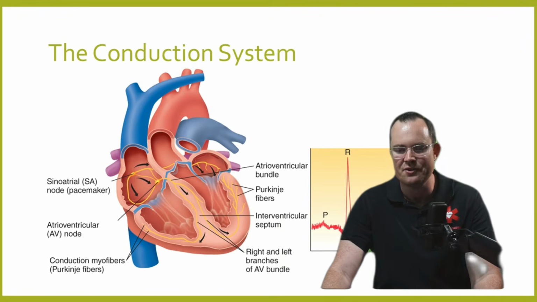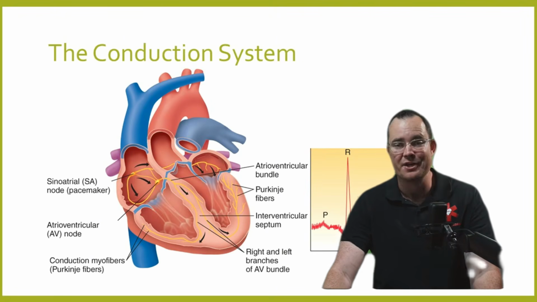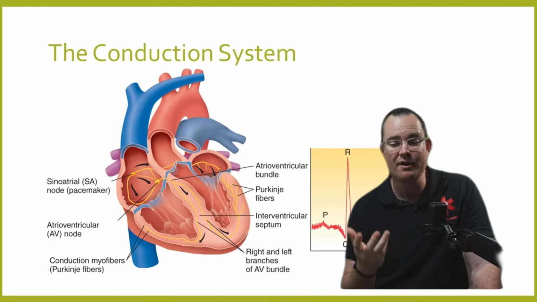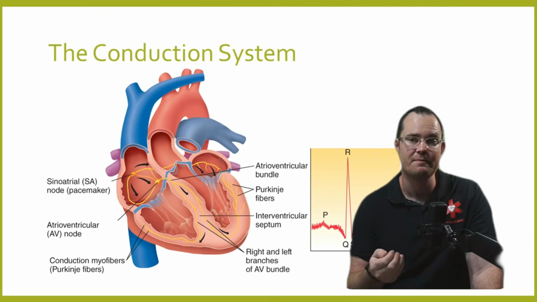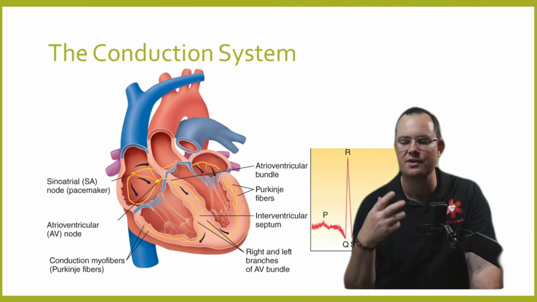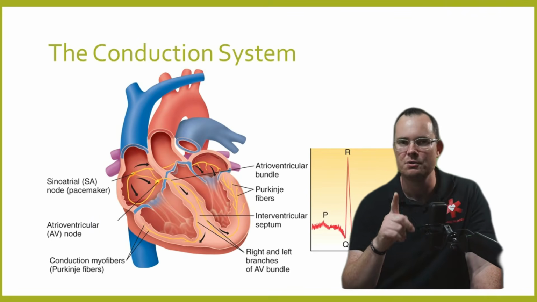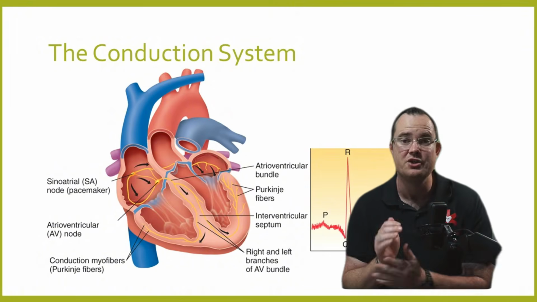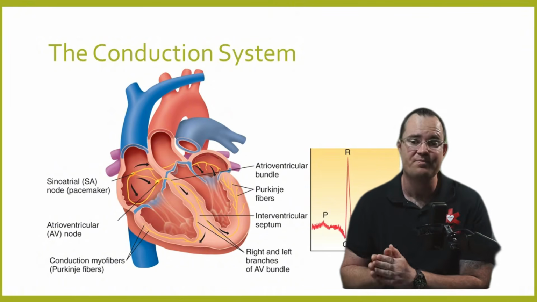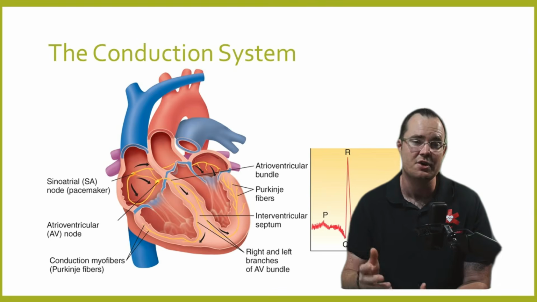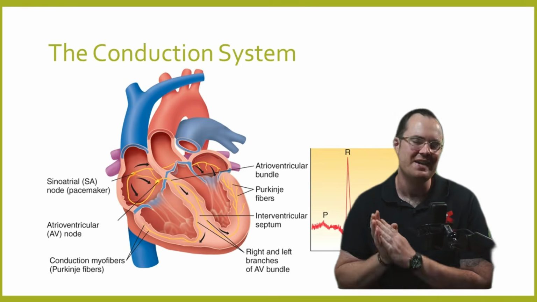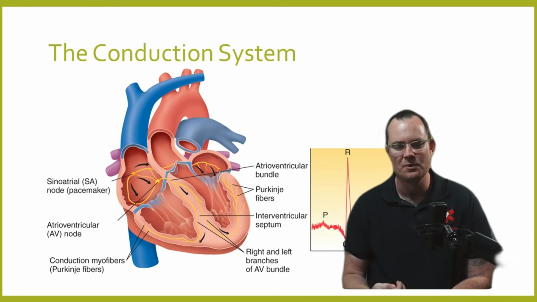Starting at the SA node, this is my primary pacemaker. I'm not going to say everybody, but most people, their primary pacemaker starts in the SA node. If your primary pacemaker, the start of conduction or the start of depolarization, which we're going to get into that terminology, starts here in the SA node, your intrinsic rate or your heart rate, the normal heart rate for the SA node is anywhere between 60 to 100. I'll repeat that. Normal heart rate for the SA node is 60 to 100.